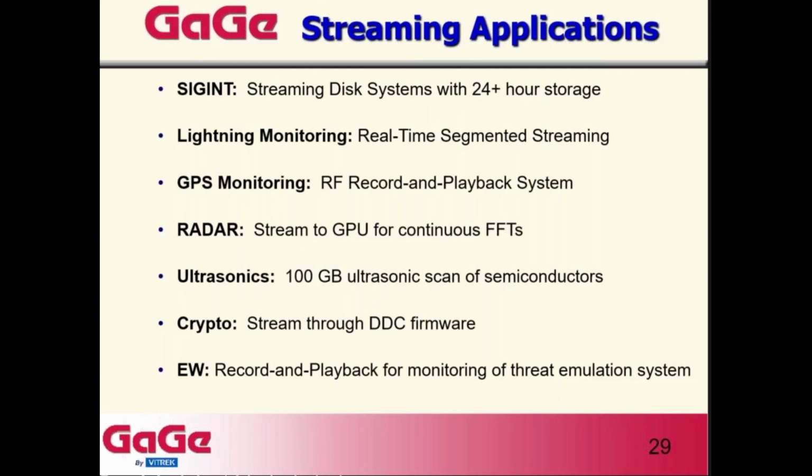We've been involved in cryptographic applications where we stream through this DDC firmware that we discussed. Again, the digital analog of the analog down converter that allows you to shift waveforms to lower frequencies and thereby reduce the effective stream rate. So by having this DDC firmware, the customer was able to dramatically reduce the amount of data that he acquires over several hours.